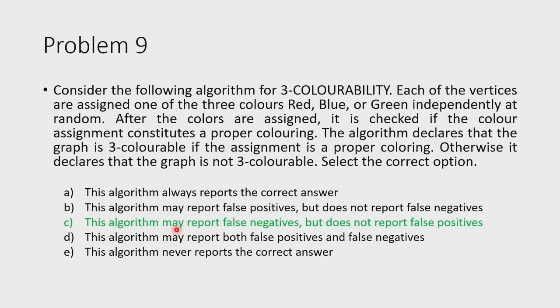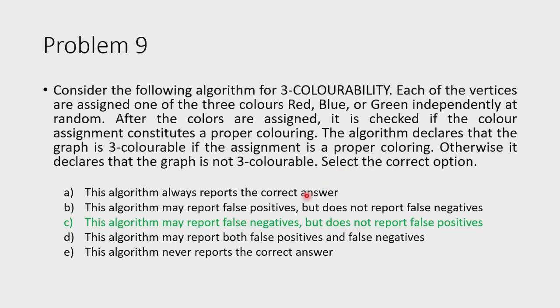So this algorithm may report false negatives but does not report false positives. You have already seen that this part of the statement is correct, right? Yes. So now we only need to show that this is also correct. What is a false negative? In our case, a false negative would be a 3 colorable graph, which our algorithm reports as not being 3 colorable. Are you convinced about this?